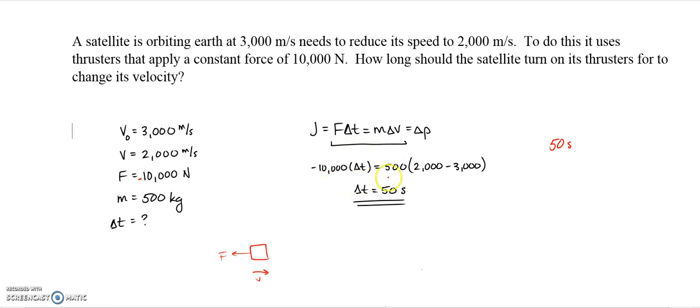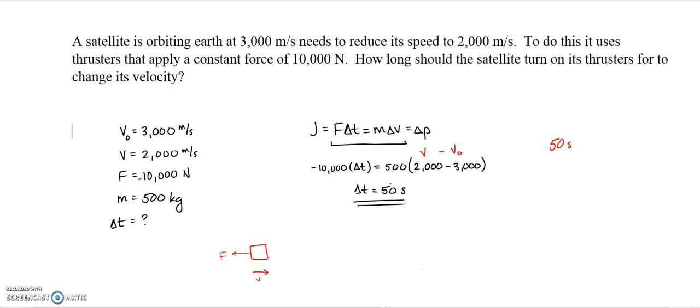So, change in time is what we're looking for. The mass is 500. Here's my change in velocity. Remember, it's always final minus initial. That's your change. And so when you do this, you get a negative on the right-hand side. And since you can't go back in time, unless you're Marty McFly and have a flux capacitor in hand, you have to have a negative on this side of the equation. That reinforces the fact that you have to have a negative force if you're going to have a negative change in your velocity. So you do the math, you get 50 seconds. And that's pretty much how you solve it.